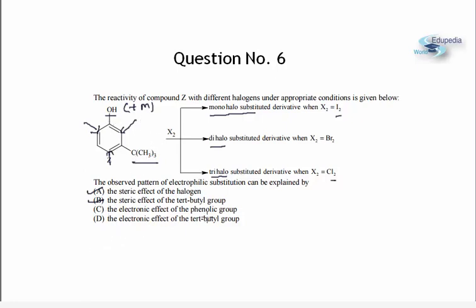The electronic effect of the phenolic group? Absolutely yes, because I mentioned right at the start of the question that the more activating group will guide the incoming electrophile. The electronic effect of the tertiary butyl group? This is something which we have not at all considered, because this tertiary butyl group will simply be providing a very small +I effect, which is going to be negligible in comparison to the +M of OH. So A, B and C would be our correct options.